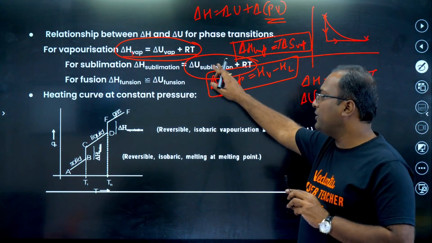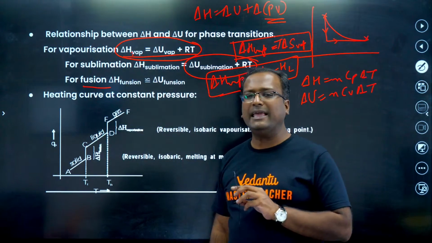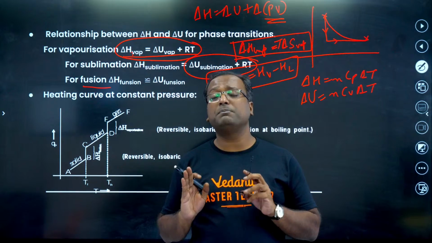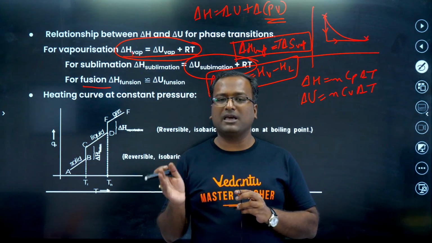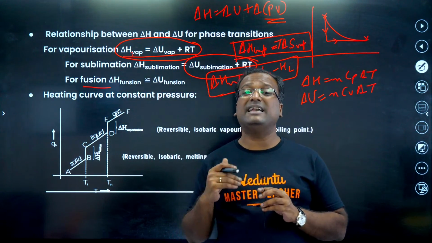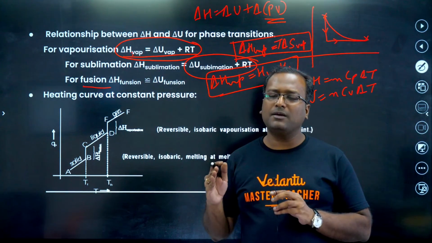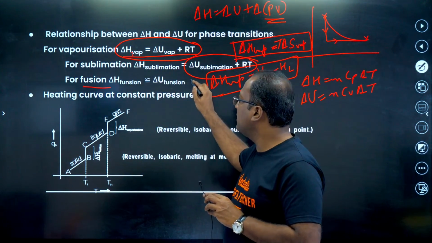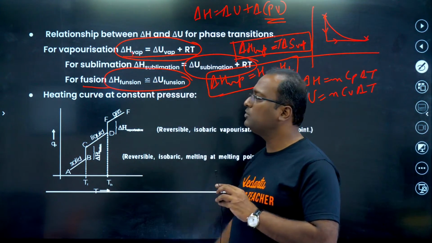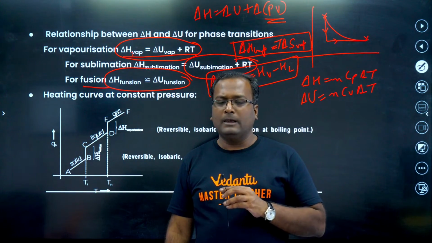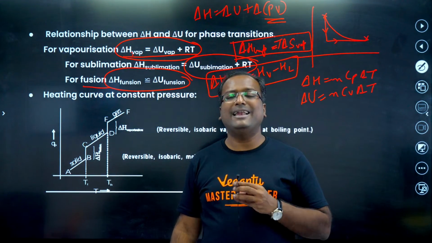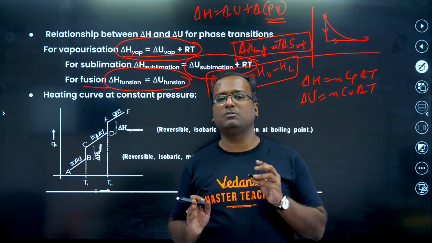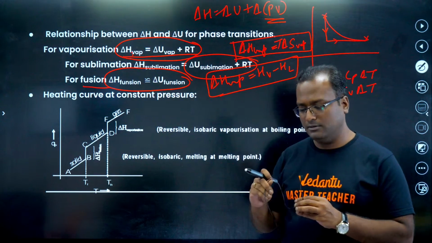But now, when we talk about fusion, when we talk about melting, because one side is liquid and the other side is solid, both of them are incompressible in nature. In both cases, the change in density when they are melting or condensing is not very different at equilibrium. So the PV term does not come into the picture. Delta H fusion is equal to delta U fusion. Delta H melting is equal to delta U melting. For solid-liquid phase transitions, the pressure-volume term contribution is 0.